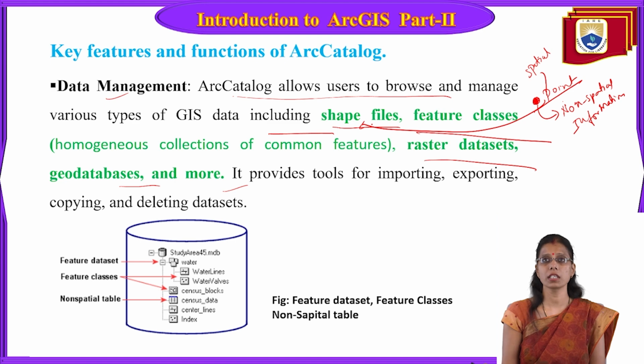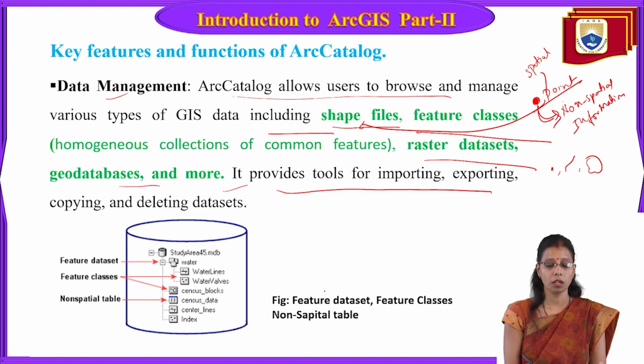And why is it called a file? Because it can contain a huge amount of information along with the shapes. That's why it is known as a shapefile. So we have three types of shapefile: one is point, one is line, one is polygon. These three types of shapefiles are used to convert the entire raster information to vector information. So all this information can be easily converted, and it provides the tool for importing, exporting, copying, and deleting the datasets.